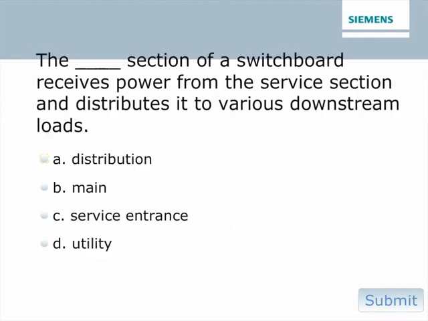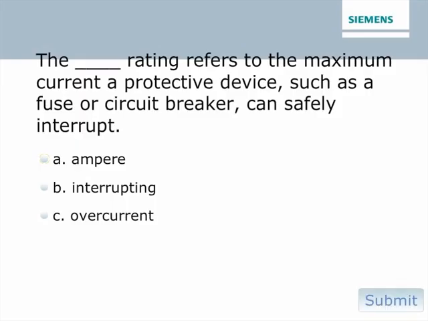Question 2. The blank section of a switchboard receives power from the service section and distributes it to various downstream loads. Is it A, distribution, B, main, C, service entrance, or D, utility? Question 3. The blank rating refers to the maximum current a protective device, such as a fuse or circuit breaker, can safely interrupt. Is it A, ampere, B, interrupting, or C, overcurrent?